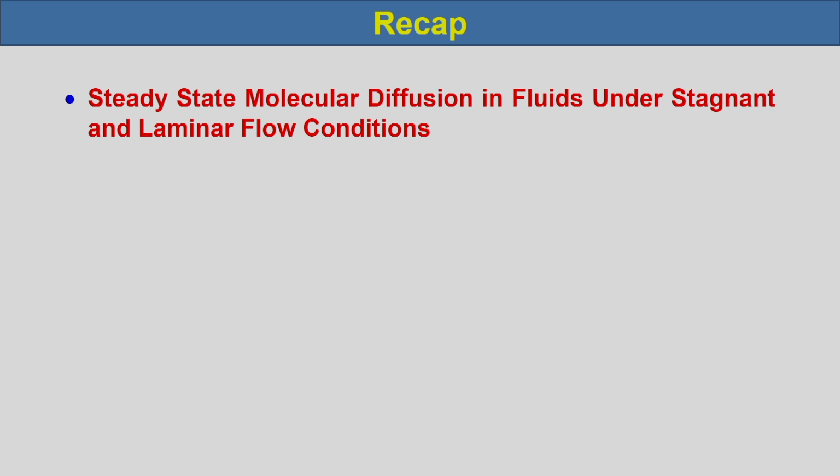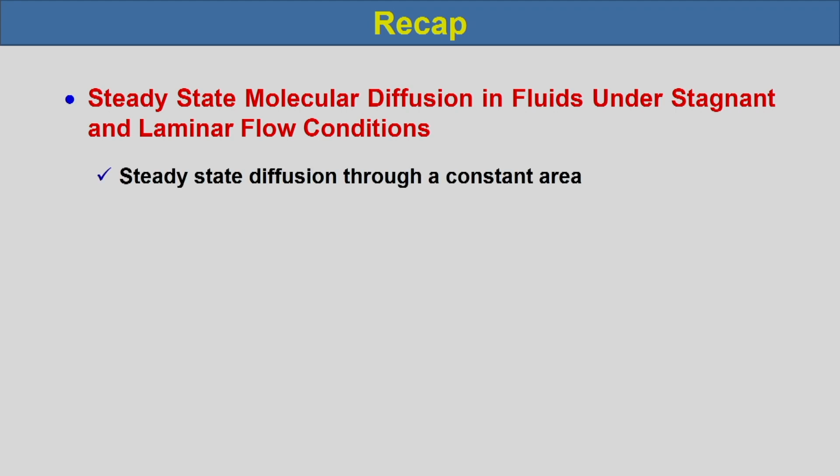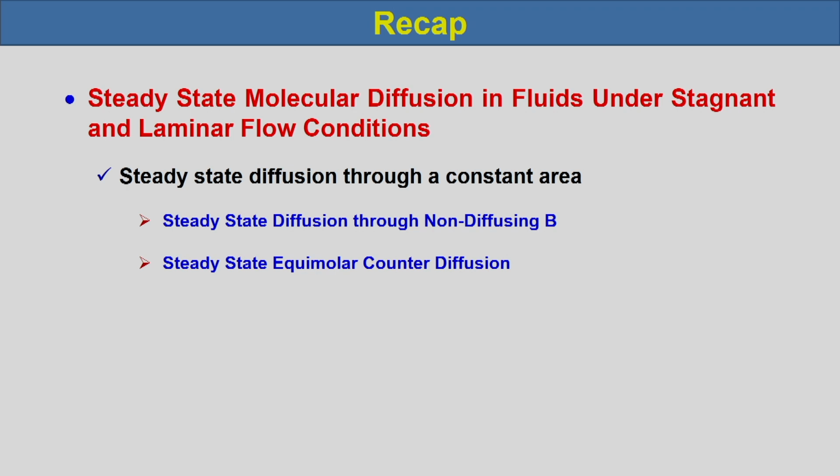We have considered steady state molecular diffusion in fluids under stagnant and laminar flow conditions. Under this, the first case we considered was steady state molecular diffusion through a constant area. Under constant area, the first case is steady state diffusion through non-diffusing B, then steady state equimolar counter diffusion, and the third case we considered was non-equimolar counter diffusion.